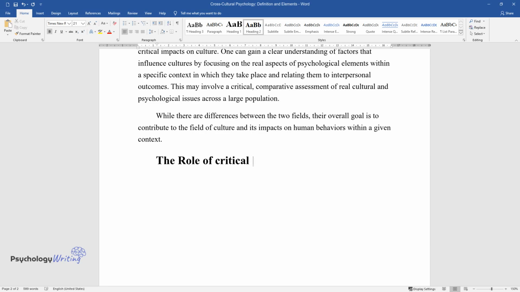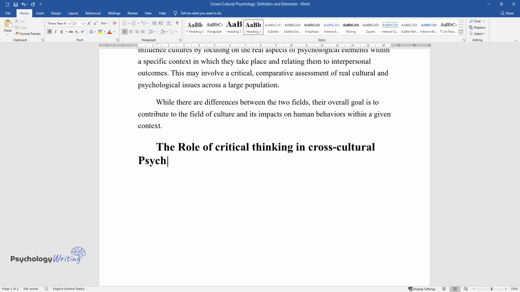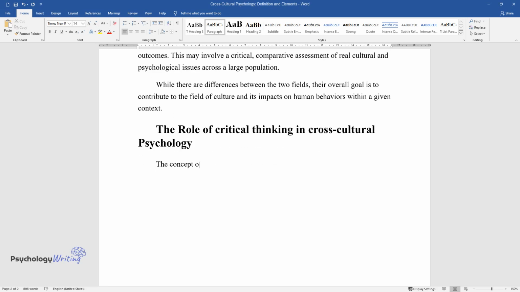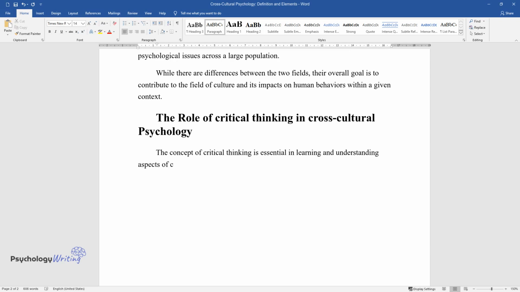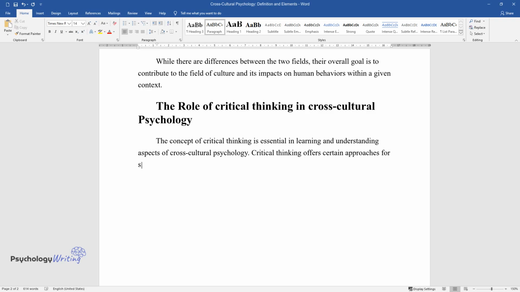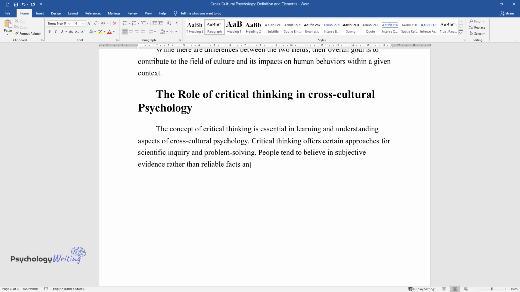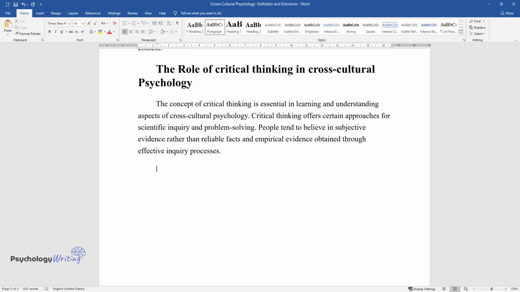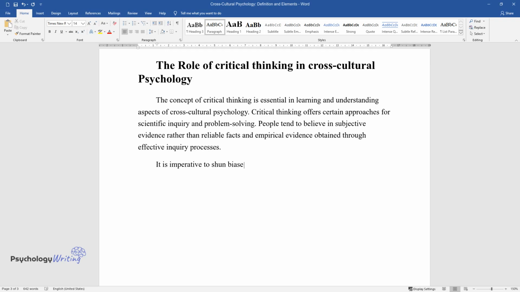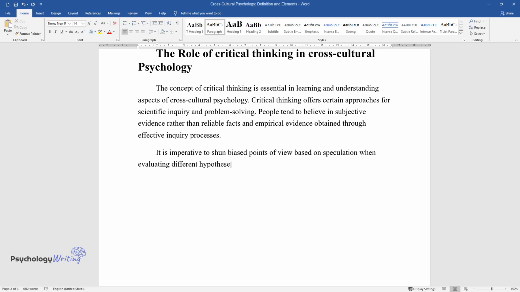The role of critical thinking in cross-cultural psychology. The concept of critical thinking is essential in learning and understanding aspects of cross-cultural psychology. Critical thinking offers certain approaches for scientific inquiry and problem-solving. People tend to believe in subjective evidence rather than reliable facts and empirical evidence obtained through effective inquiry processes. It is imperative to shun biased points of view based on speculation when evaluating different hypotheses.